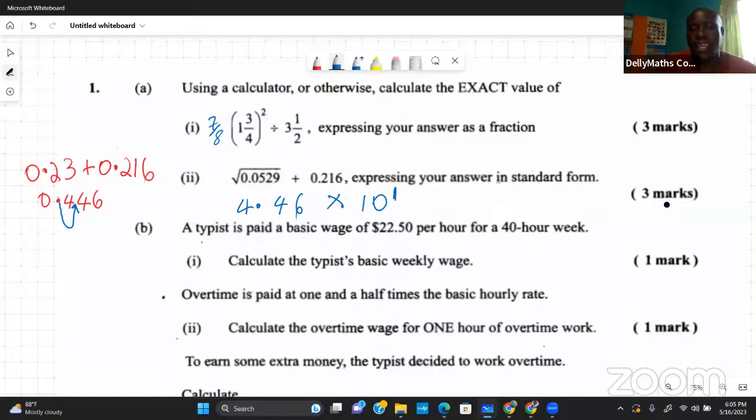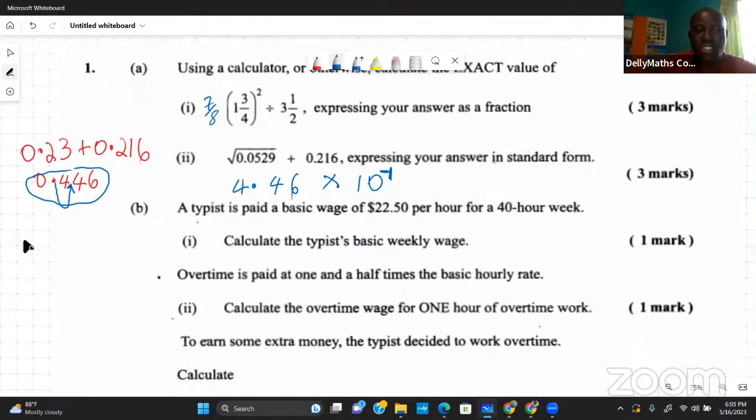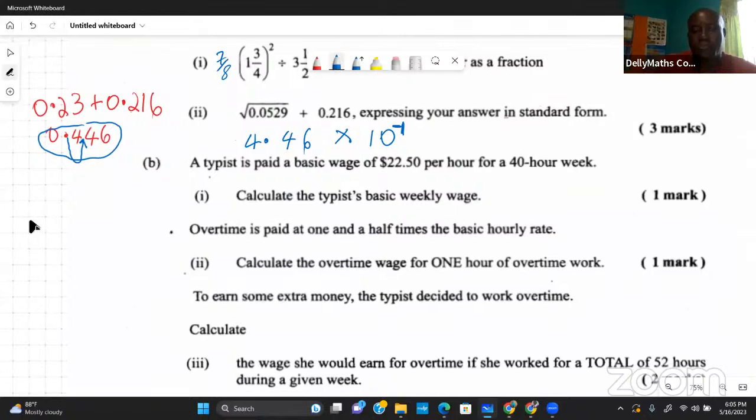However, your 1 can be positive, it can be negative. A lot of people would say if you're moving from left to right, it's a negative. As well, we might say if the number that you change into standard form is a 0 point something, it is already a negative power of 10. Whichever way works for you, then it's fine. So the answer is 4.46 times 10 to the negative 1.